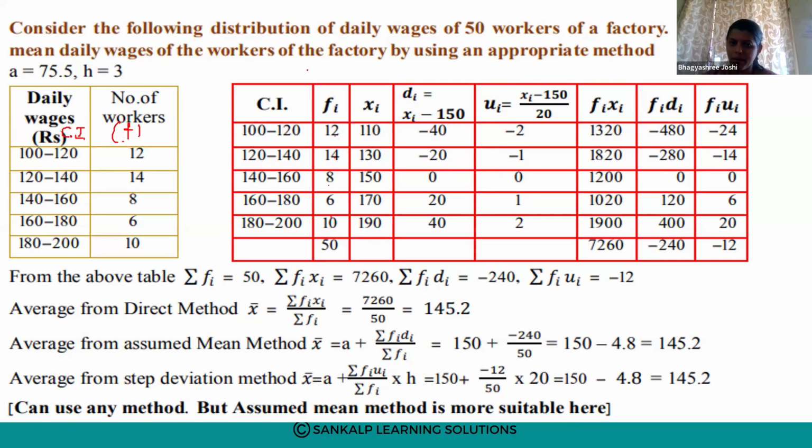Xi can be calculated by upper limit plus lower limit divided by 2. So in the first class interval, upper limit is 120 and lower limit is 100, so 120 plus 100 is 220, divided by 2. That is 110. Right? So the first value is 110. 120 plus 140, that is 260. 260 divided by 2, that is 130.